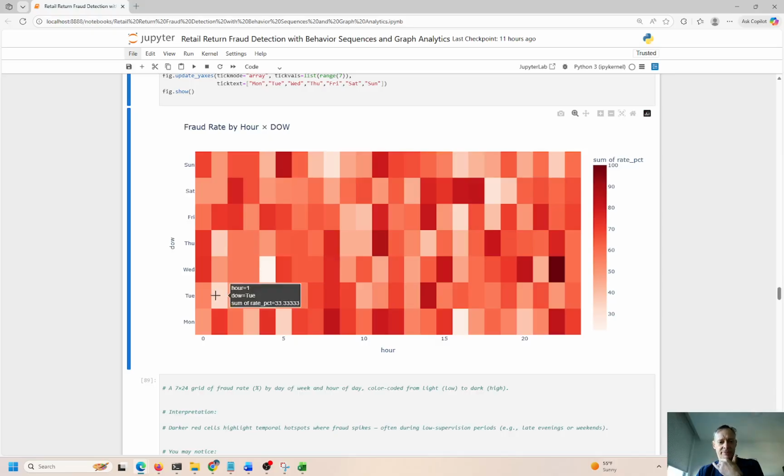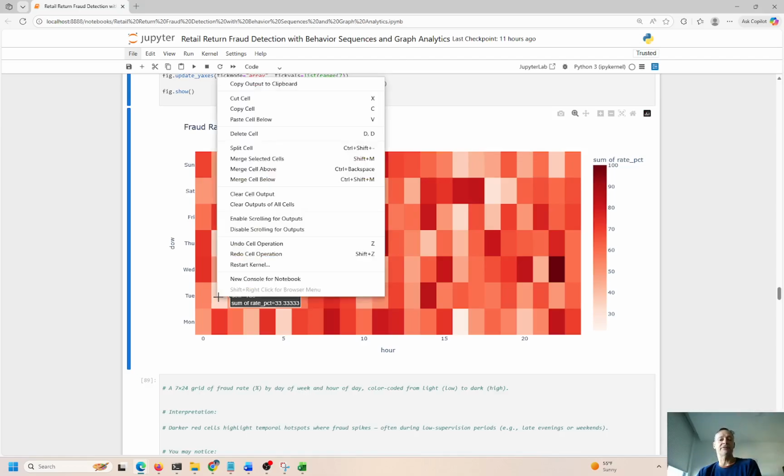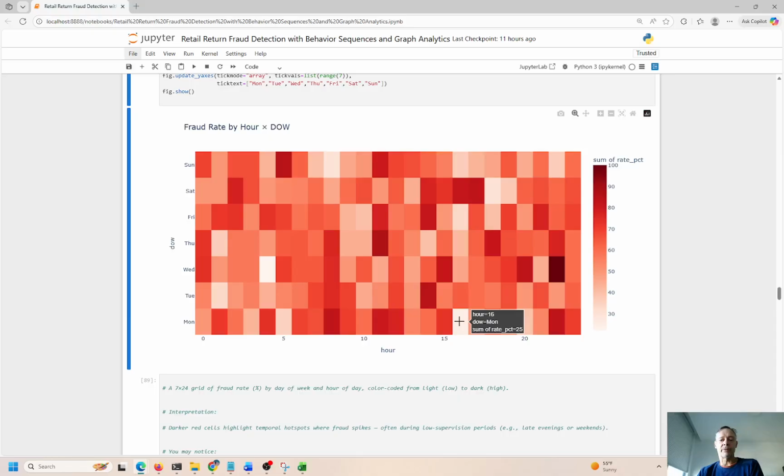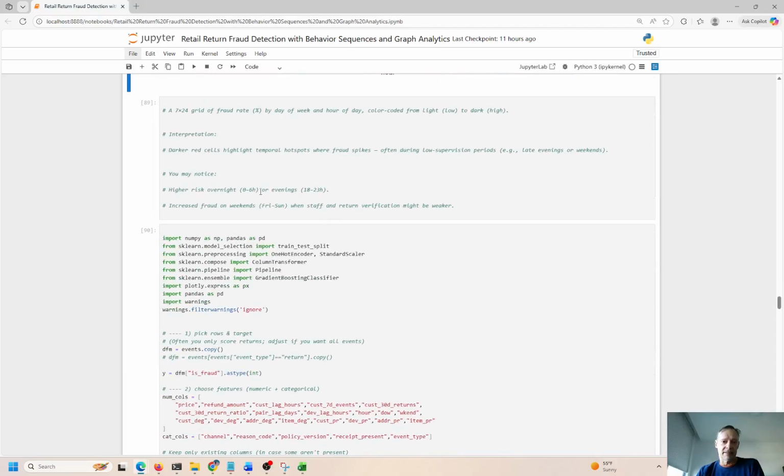I wouldn't expect too many people to be out at 1 o'clock in the morning. Oh, what is this? 1 a.m. on a Tuesday, not a whole lot of fraud, but there's still fraud here. There's still fraud all over the place, right? You don't see anything with no fraud, 25% chance. And this is a probability too, by the way, okay? I'm not saying 25% of the items returned on a Monday at 6 p.m. are going to be fraud items, but there's a 25% chance that it could be.